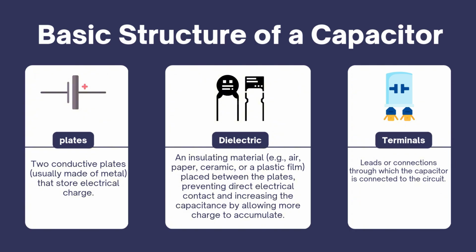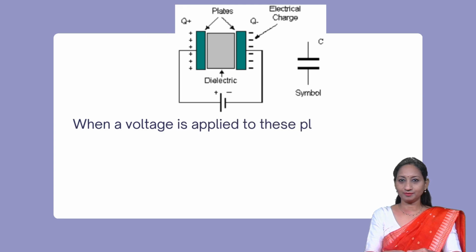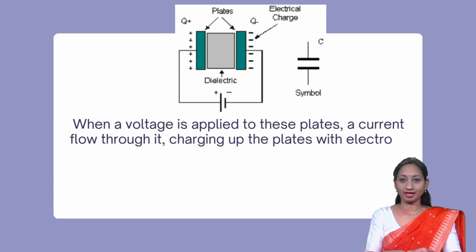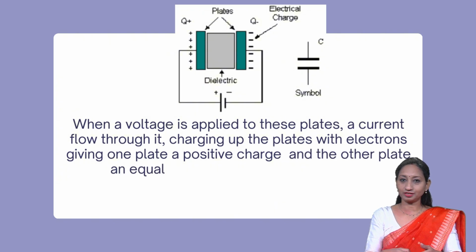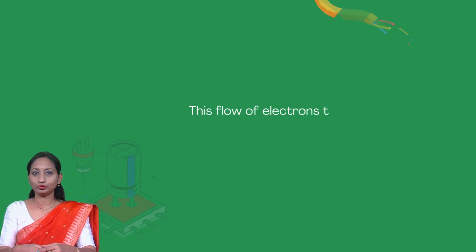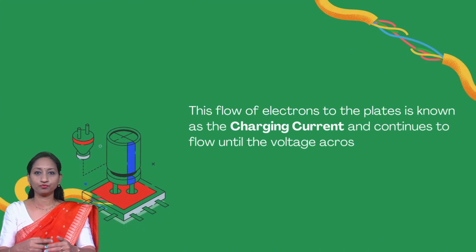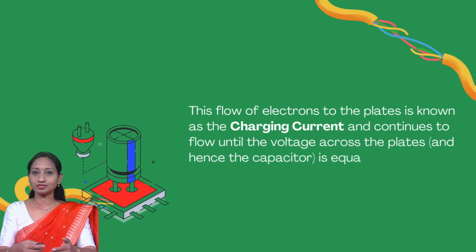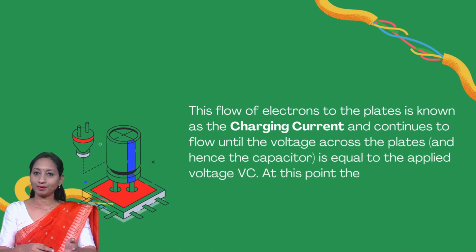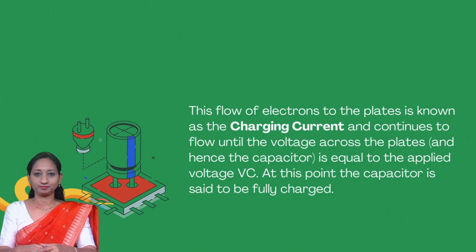Now in this figure, when a voltage is applied to these plates, a current flows through it, charging up the plates with electrons, giving one plate a positive charge and the other plate an equal and opposite negative charge. This flow of electrons to the plates is known as the charging current and continues to flow until the voltage across the plates is equal to the applied voltage Vc. At this point, the capacitor is said to be fully charged.